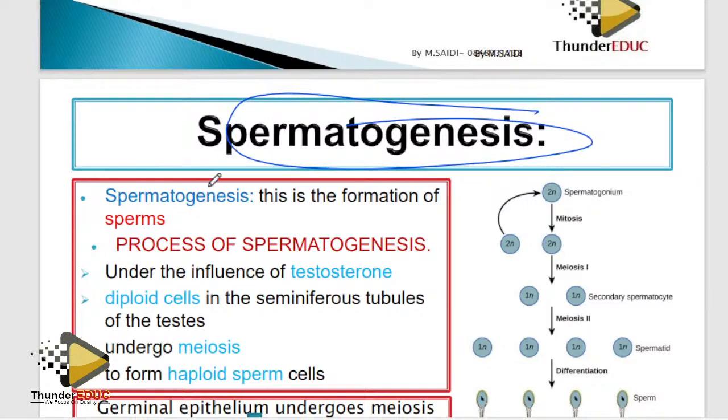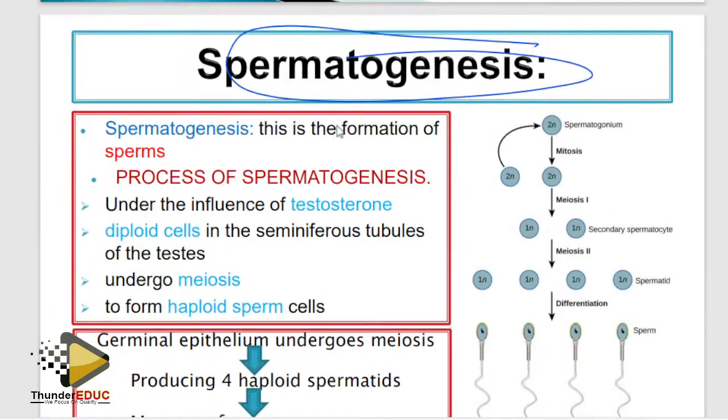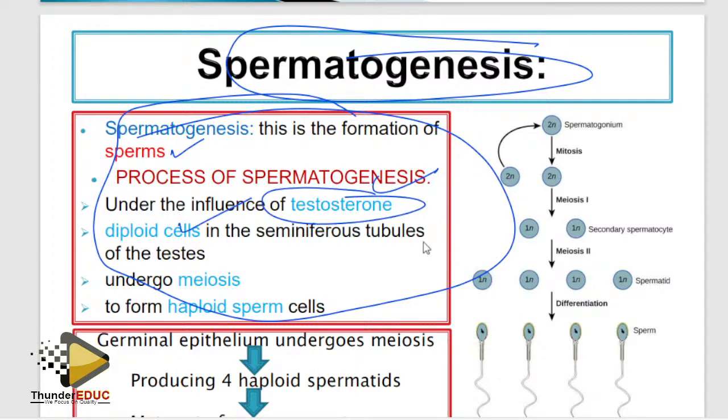Hey guys, don't waste time. I'm telling you, don't waste time. This is what we want. Spermatogenesis, the formation of sperms. You tell us, cool, you get a mark. Under the influence of testosterone, you get a mark. The diploid cells in seminiferous tubes, you get a mark. Undergo meiosis, you get a mark, to form haploid sperm cells. A mark. Don't tell me other things.